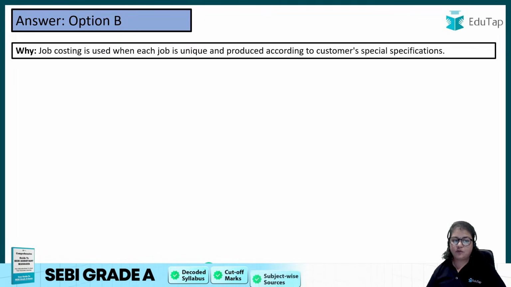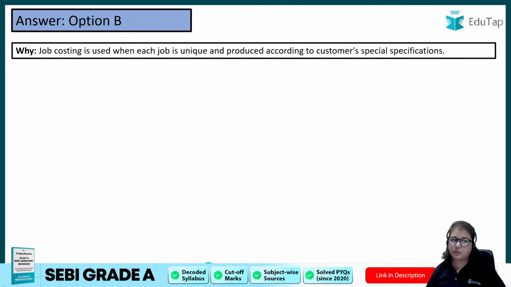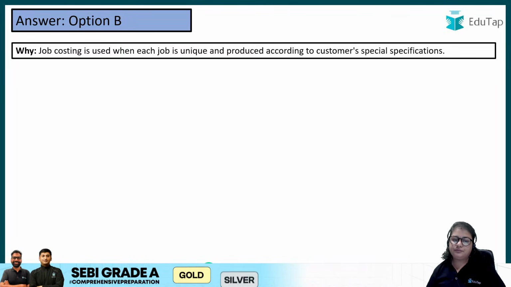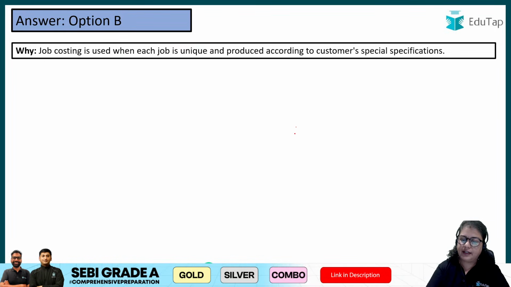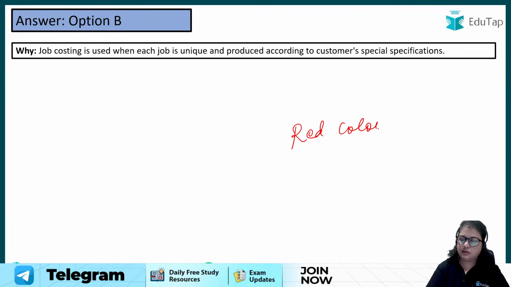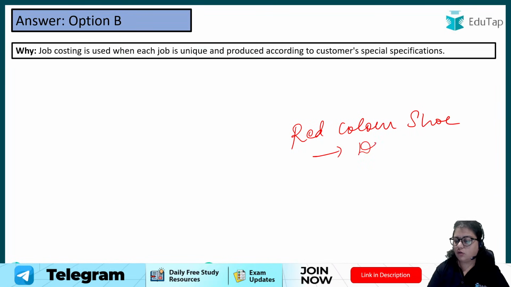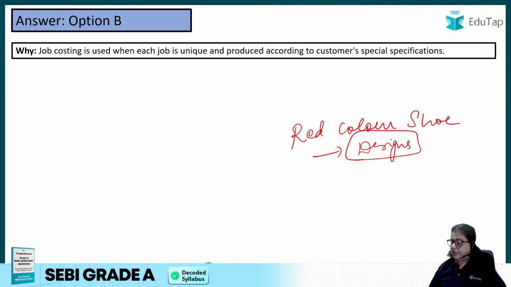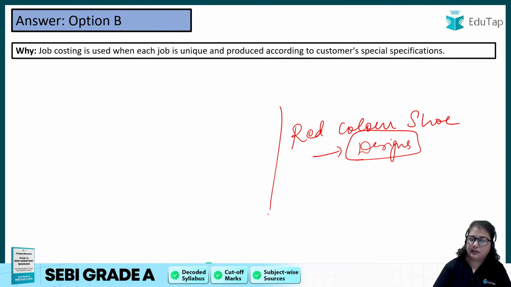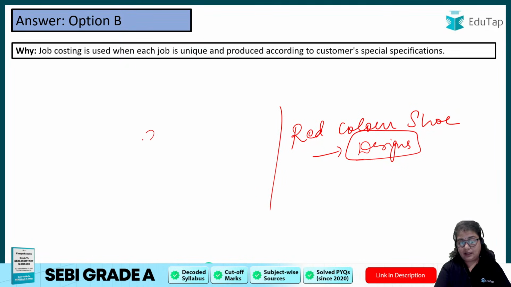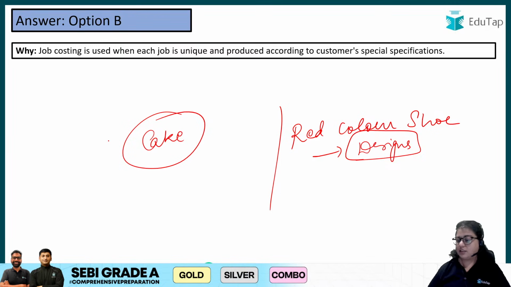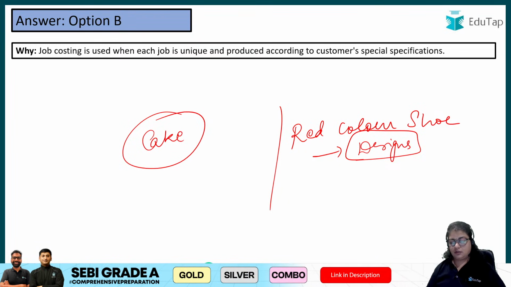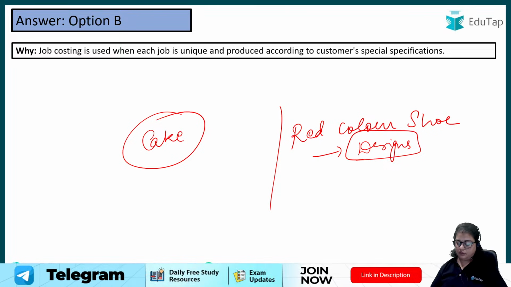Can you give me one example of job costing? I can say, I want a red color shoe, and I want some designs according to my outfit. So this is what? This is a unique product. I want it according to my specific requirement. Exactly. And then the second one someone gave, that is Arjun, cake. Yes, cakes are often customized as per the requirement of the customer. Furniture making, very good examples.